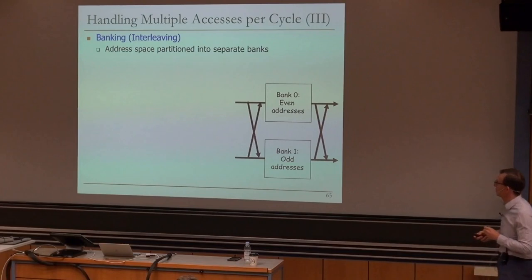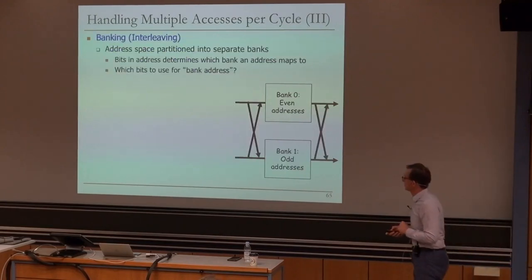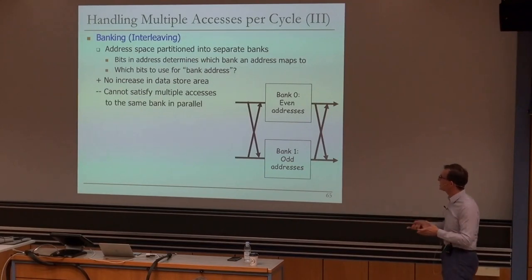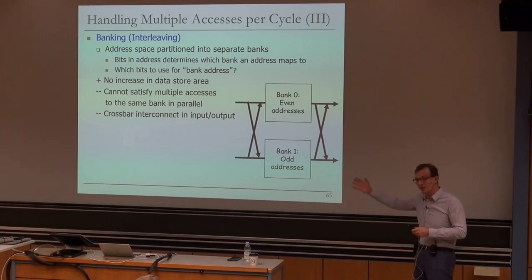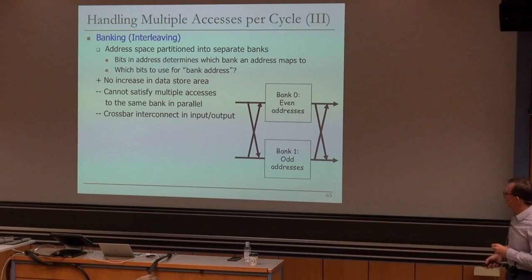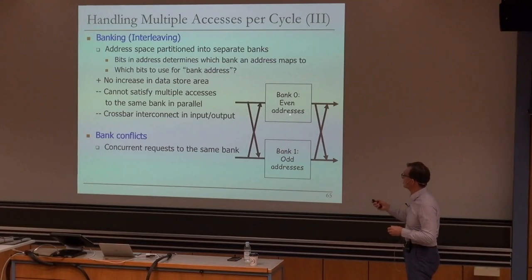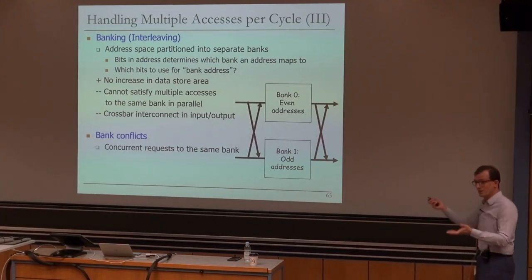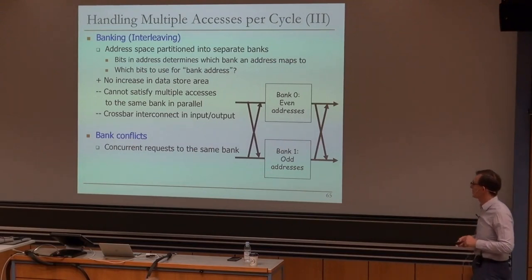Whereas it's much more flexible if you do this. You just copied everything. Anything can go anywhere, so you don't need that complexity in the interconnect. A crossbar is an easy way of handling it. Crossbar means any input can be routed to any output, hopefully very quickly, because there is a full connection between the input ports and the output banks. So one issue with this is bank conflicts. You can have concurrent requests to the same bank, and if that happens, you cannot parallelize. You cannot have multiple concurrent accesses in the same cycle to the structure over here.